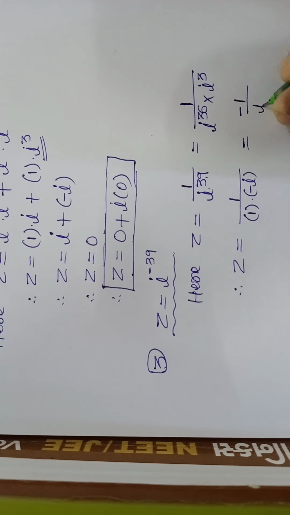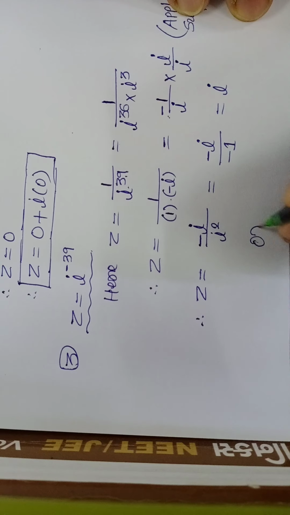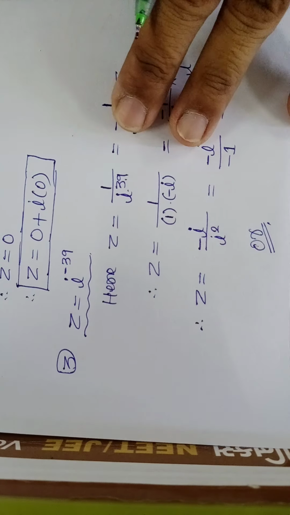Now therefore, what is Z? See here, minus 1 into plus I is minus I in the numerator. The denominator is I square, so that is minus I upon minus 1, which is plus I. Okay, I will give you another method. If you are not satisfied with this, I will just give you another method. I think you will enjoy the other method.